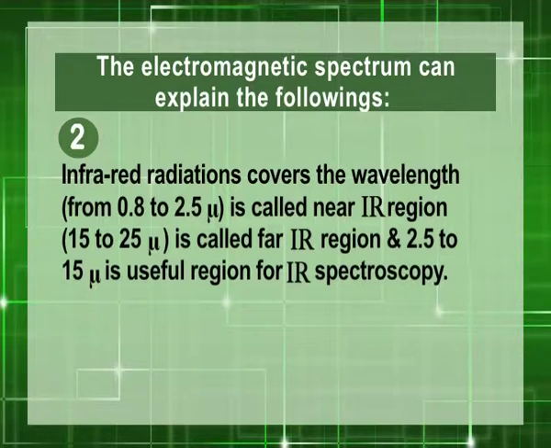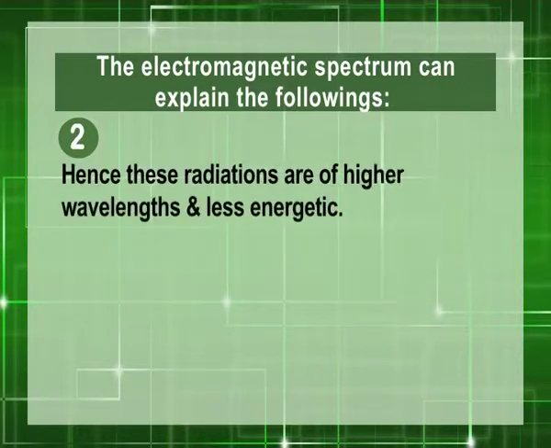Infrared radiation covering the wavelength from 0.8 to 2.5 micron is called the near IR region, 15 to 25 micron is called the far IR region, and 2.5 to 15 micron is the useful region for IR spectroscopy. Hence, these radiations are of higher wavelengths and less energetic.